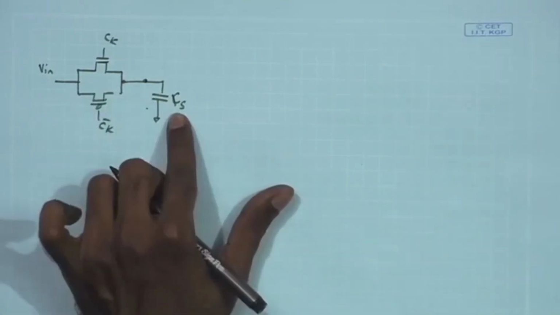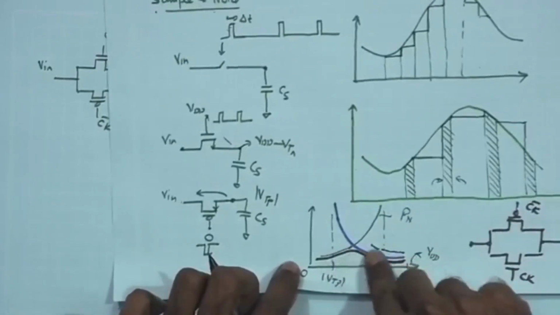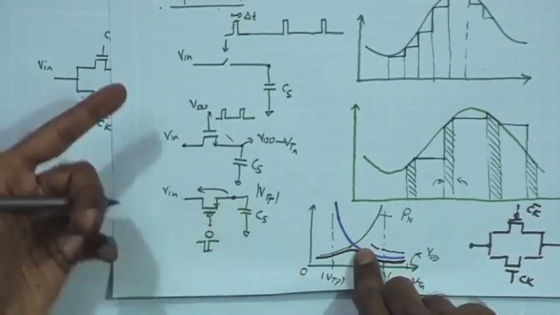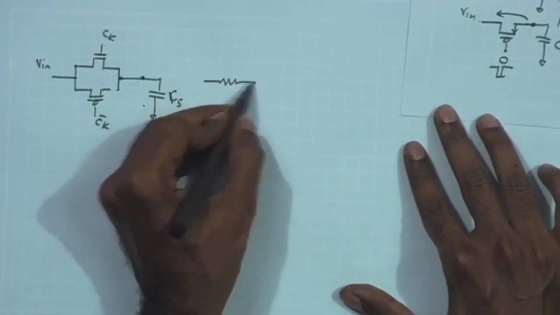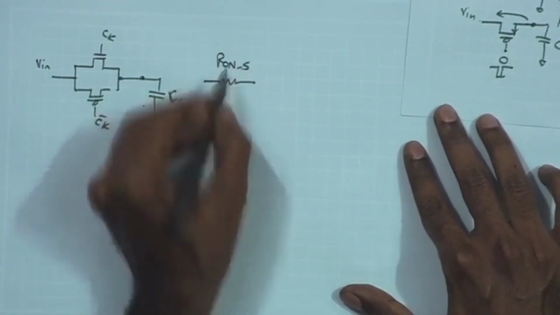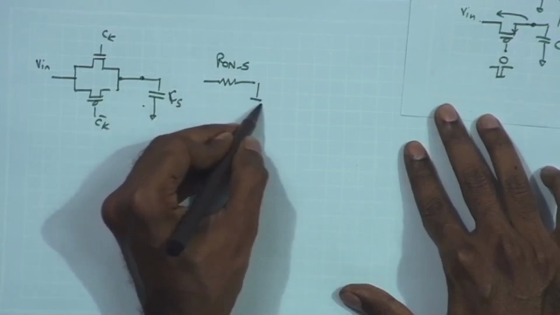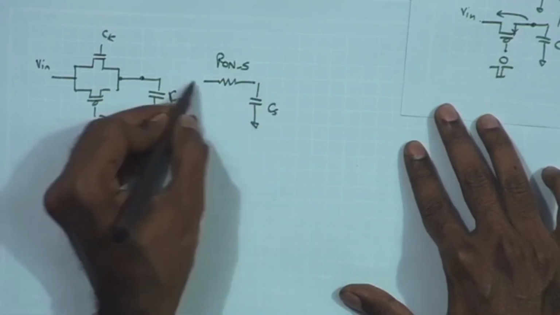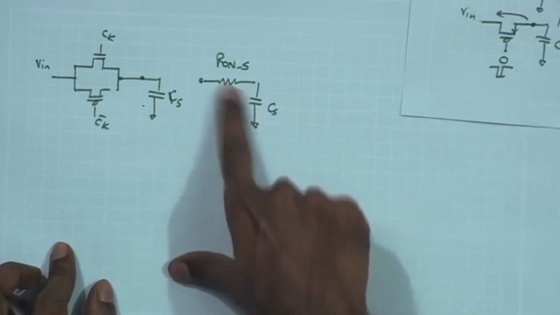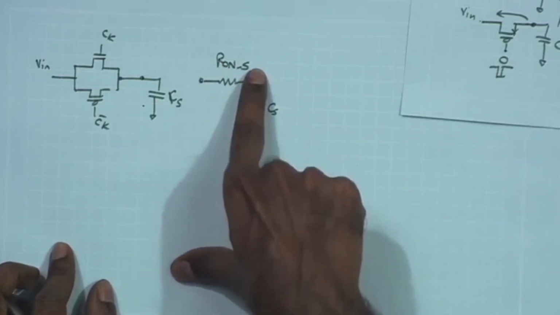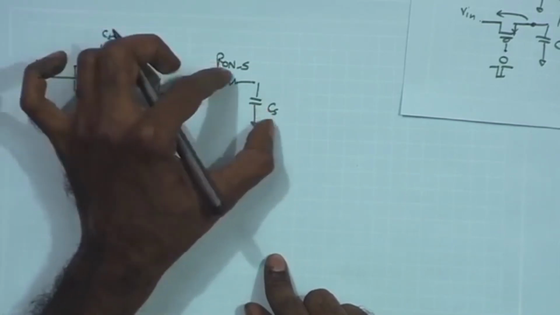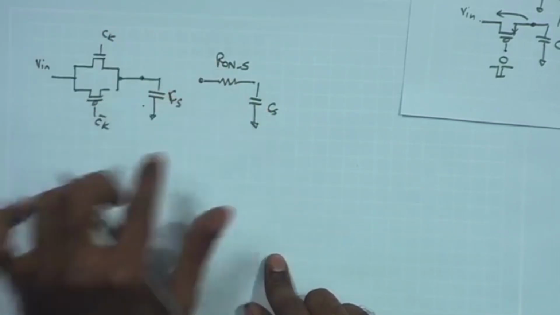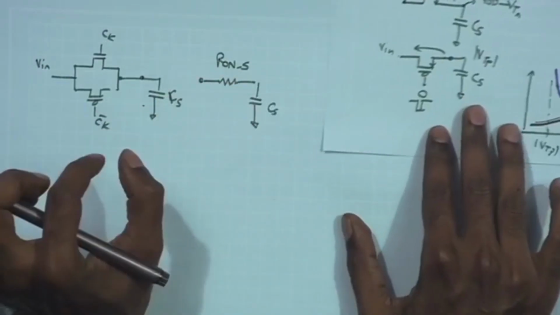Ultimately, as we have seen, the switch is going to have some finite on resistance given by the parallel combination of the R on N and R on P, and as a result, under on condition, this can be represented as R on of the switch, and you have the CS. And therefore, the time constant provided by this, 1 upon R on times CS, the corresponding time constant RC should be significantly smaller than the on duration.